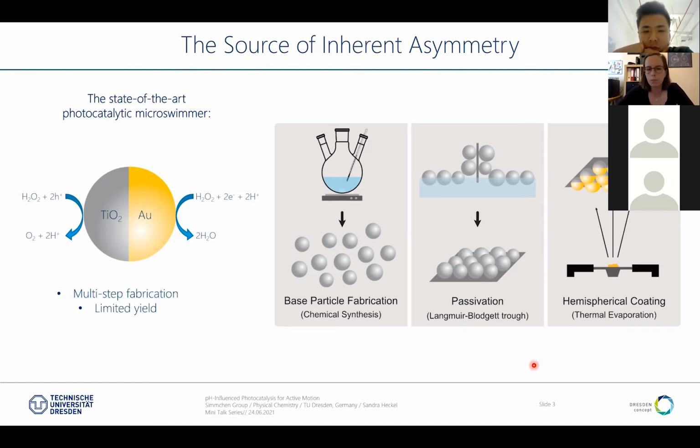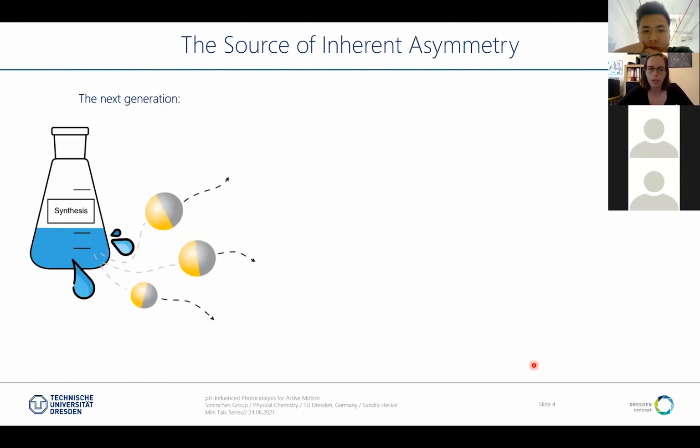So at this point, we thought maybe we can make swimmers that are actually a bit different. What if the next generation of microswimmers could be like this? You just synthesize them, you do just one single step, and then they can already move actively. You already have a working microswimmer. No passivation, no deposition, no nothing. Now you probably wonder, okay, this would be cool, but how could this swimmer look like?